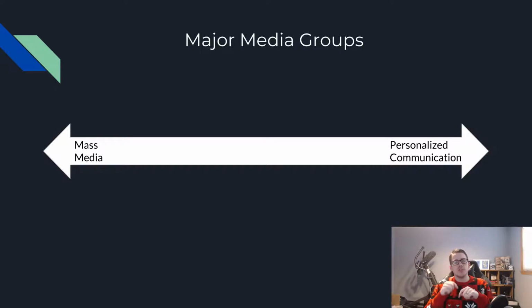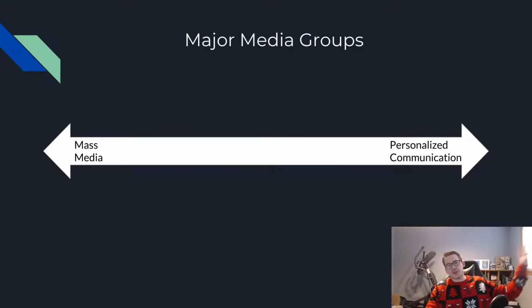Okay, so the textbook talks about major media groups, and it creates this big continuum with mass media on one side and then personalized communication on the other. And before I go any further, I do want to note that using a continuum in any way, shape, or form sort of isolates how there might be personalized communication that exists within mass media, and there might be mass media that exists within personalized communication. And I'll illustrate that a little bit as we move forward.